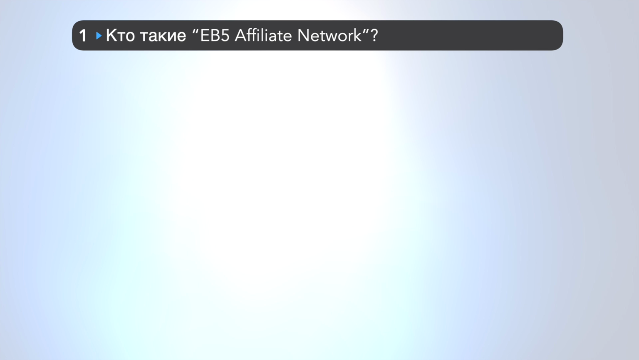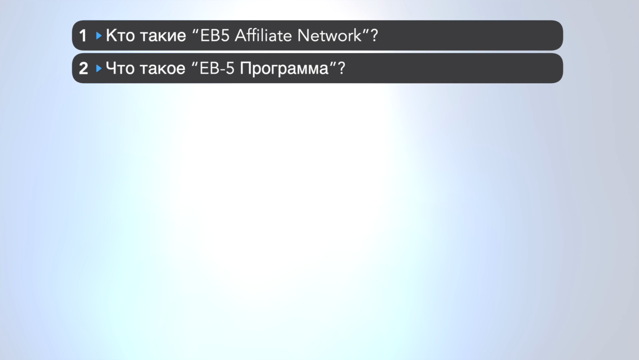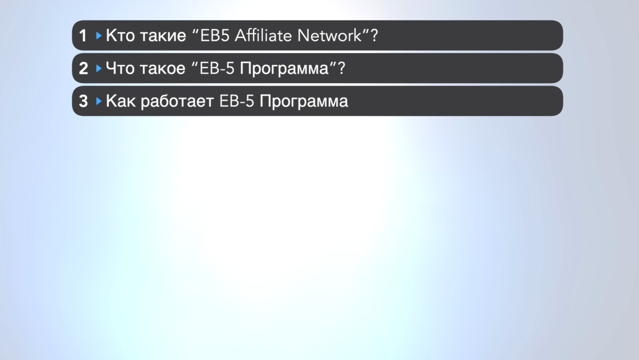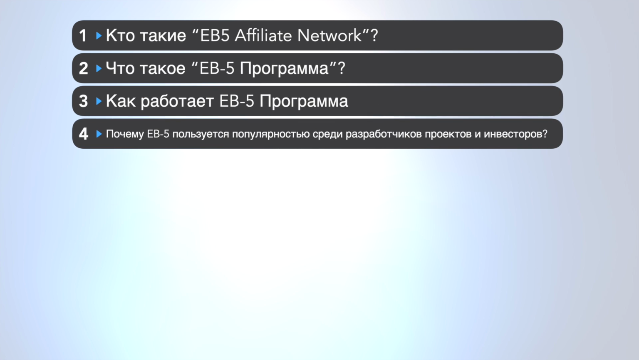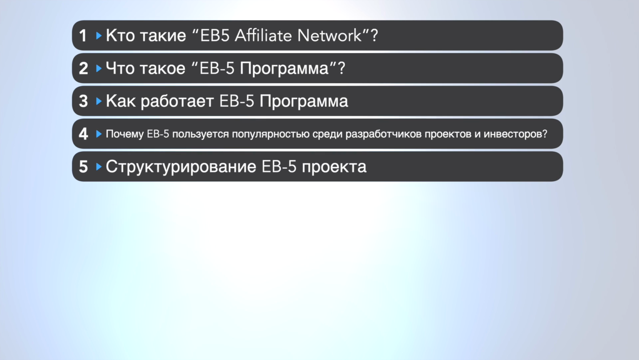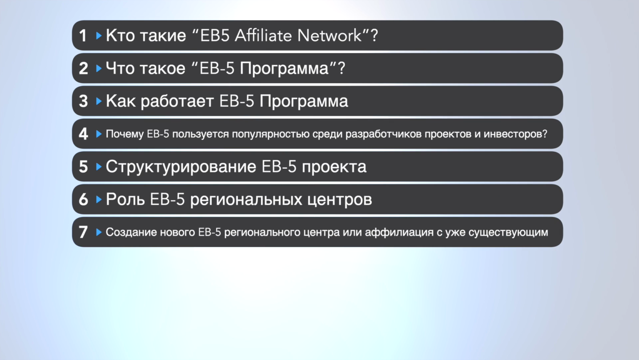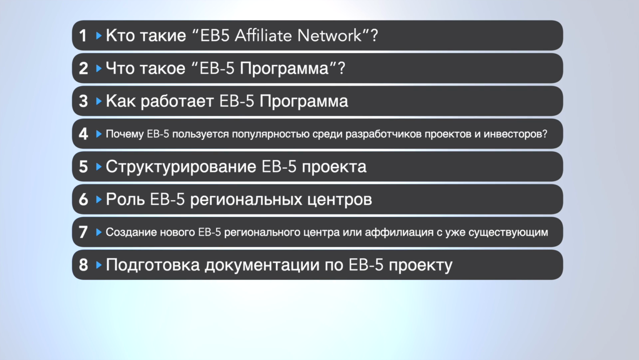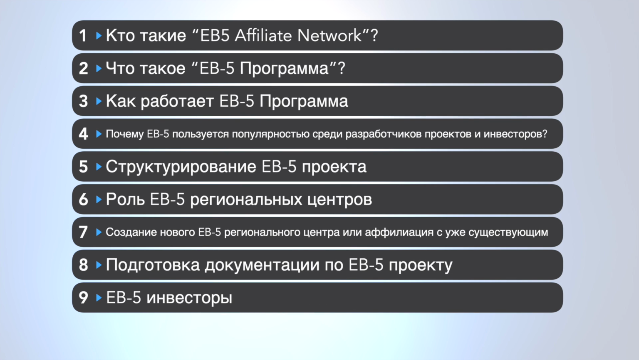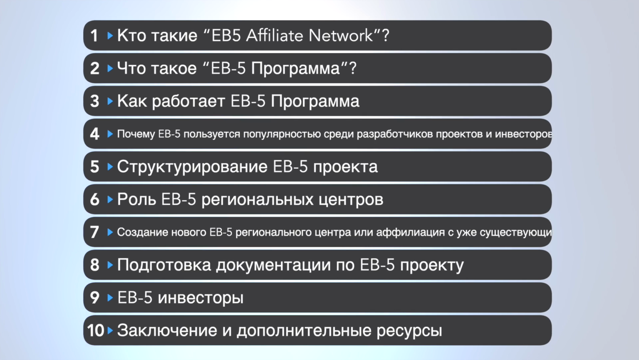Since we discuss many topics, and so that you can easily jump to specific sections, the video is organized into the following 10 sections. 1. Who is EB-5 Affiliate Network? 2. What is the EB-5 program? 3. How the EB-5 program works. 4. Why is EB-5 popular with project developers and investors? 5. Structuring an EB-5 project. 6. Role of EB-5 regional centers. 7. Create or affiliate with an EB-5 regional center. 8. Complete EB-5 project documentation. 9. EB-5 investors. 10. Conclusion and additional resources.